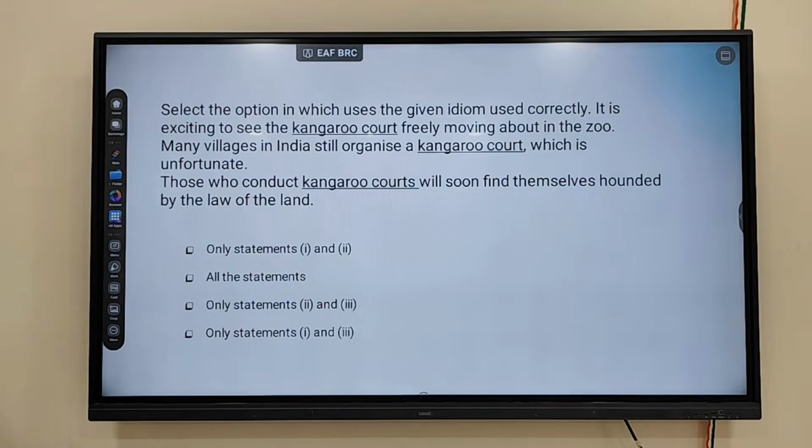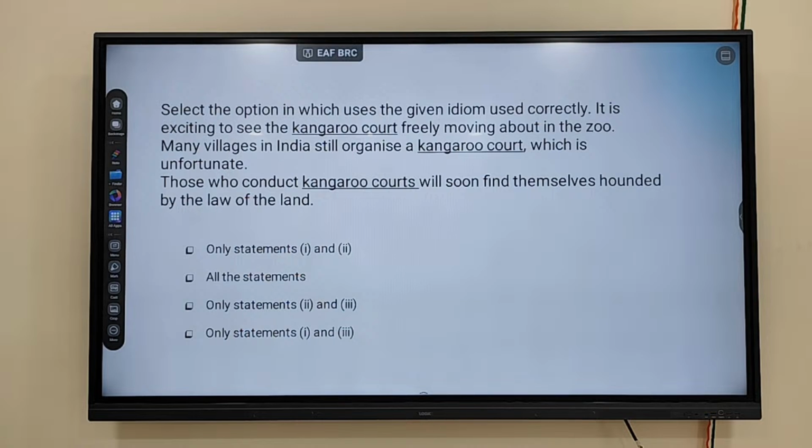Okay. Select the option which uses the given idiom correctly. It is exciting to see the kangaroo court freely moving about in a zoo. Many villagers in India still organize a kangaroo court, which is unfortunate. Those who conduct kangaroo courts will soon find themselves hounded by the law of the land. Which one is the correct use of kangaroo court? What does the phrase stand for?